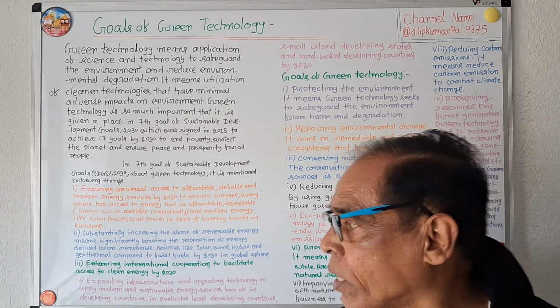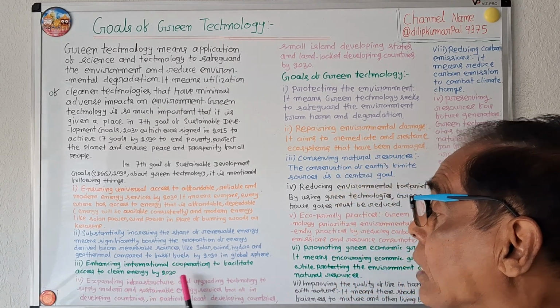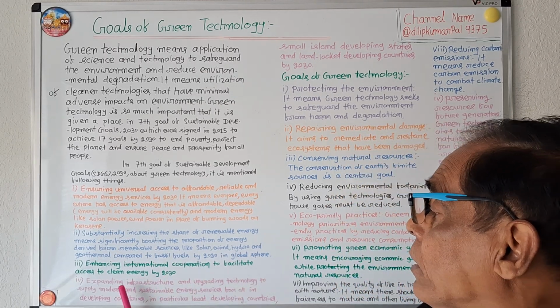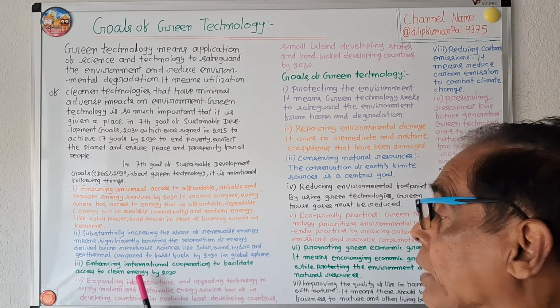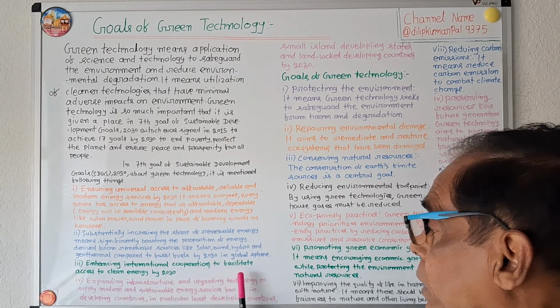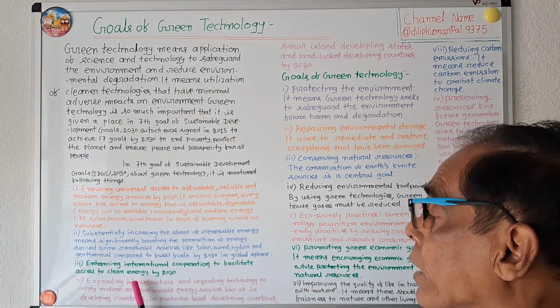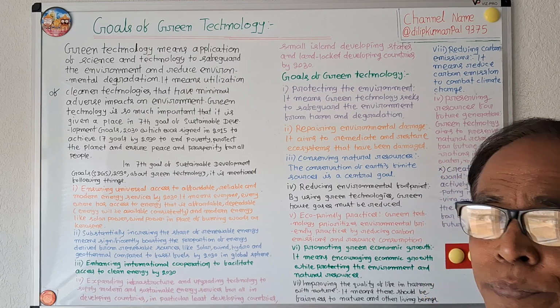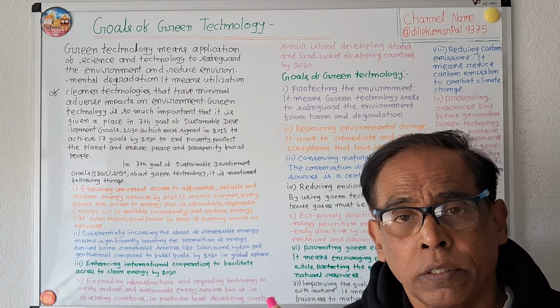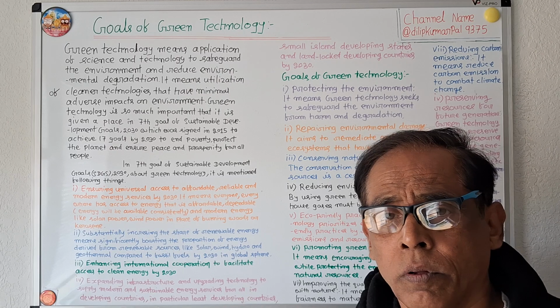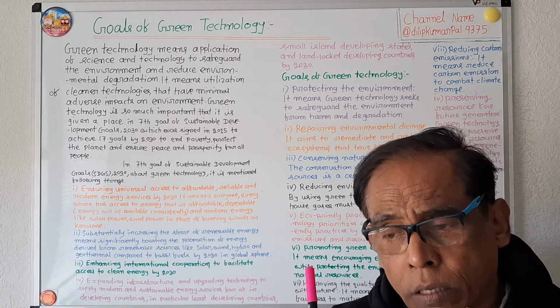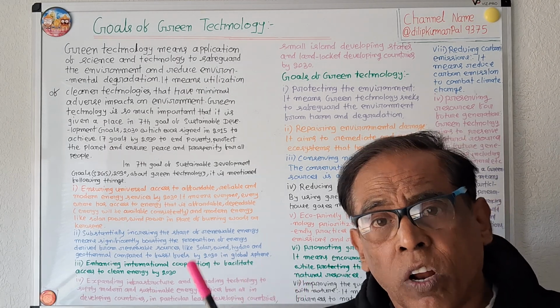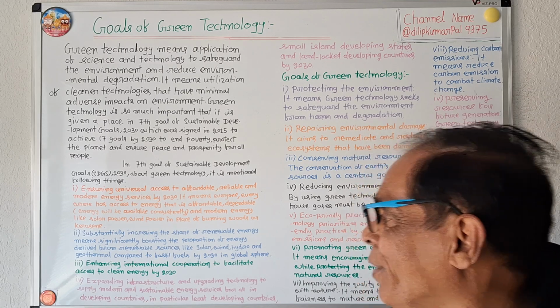Like petrol and diesel. Number three, enhancing international cooperation to facilitate access to clean energy by 2030. It means all nations should assist each other in the sphere of development of green energies.